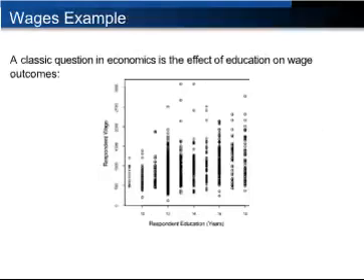Wages example. A classic question in economics is the effect of education on wage outcomes. Respondents' wages are plotted against years of education for 2,731 full-time 29 to 30-year-old workers. The spread around the regression line increases with the years of education, indicating that the regression errors are heteroscedastic.